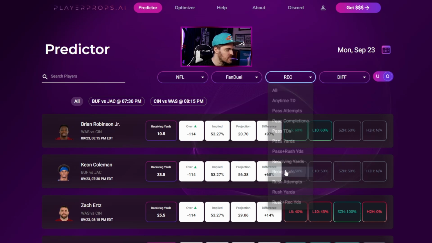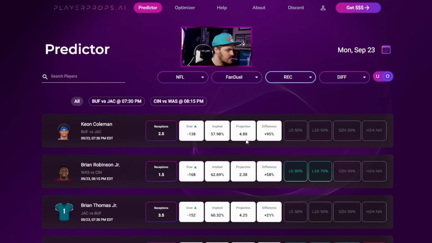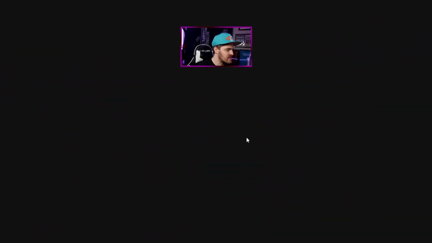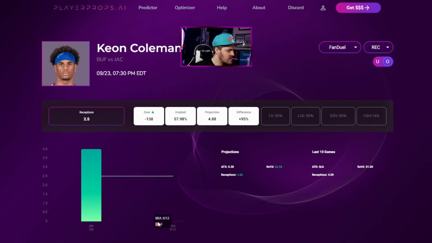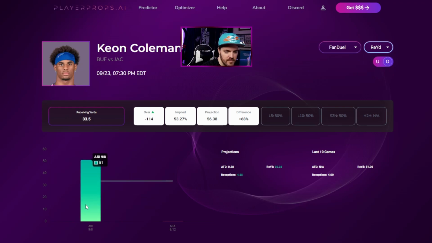Let me go back to his receptions line here. This essentially says he's going to get 5 catches. He got none here, and he got 4 here. Okay, so we got 4 catches. Arizona, 51 yards. I know this is not the end-all be-all, but if we take his average distance per reception, it's 12.75.